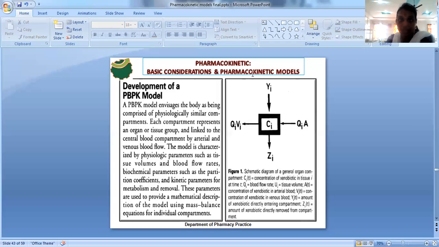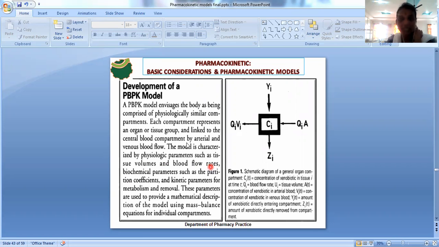The first parameters you are considering here are tissue volume as well as blood flow rates. What is the blood flow, what is the tissue volume, what is the tissue size in the distribution? The larger the organ size, the larger the distribution; the more the blood flow, the more the drug distribution, the more the perfusion and permeability, the more the drug delivery to that particular tissue or organ will be.